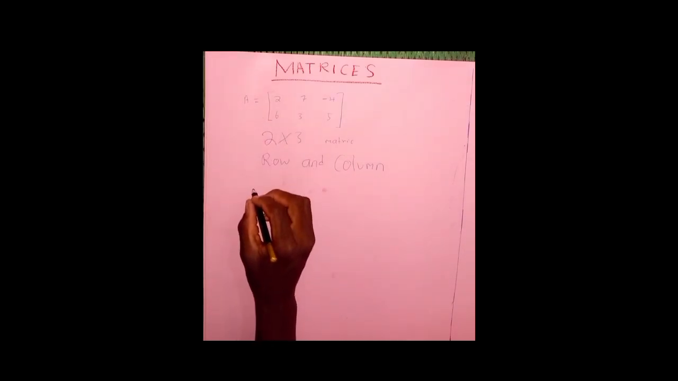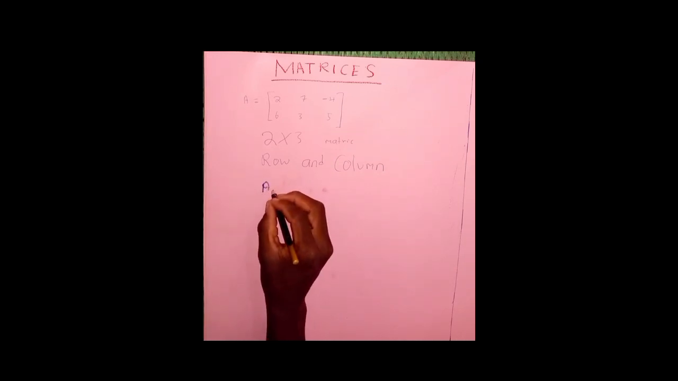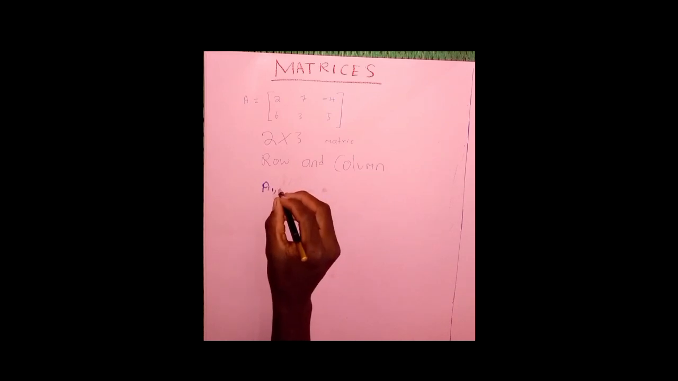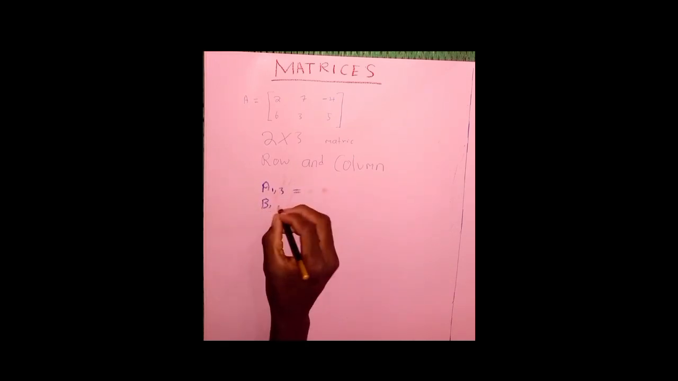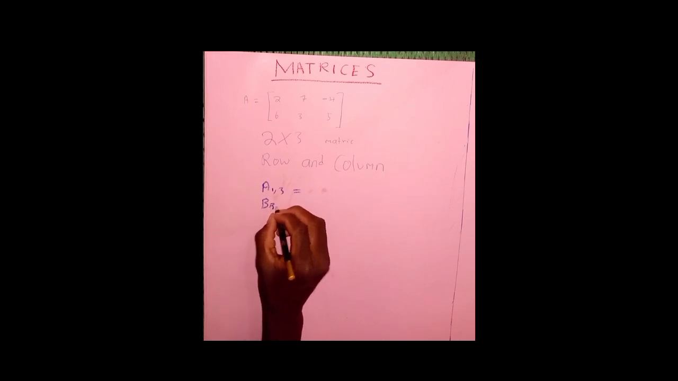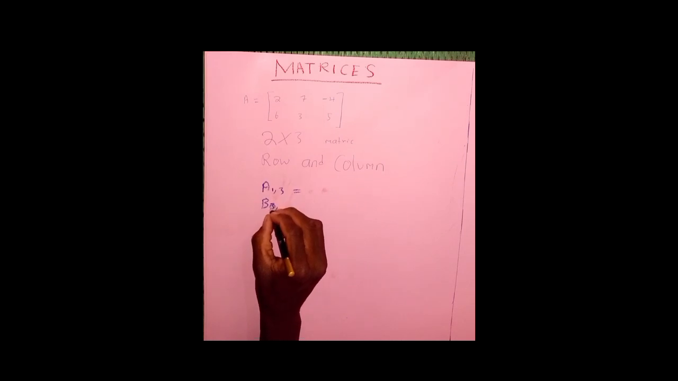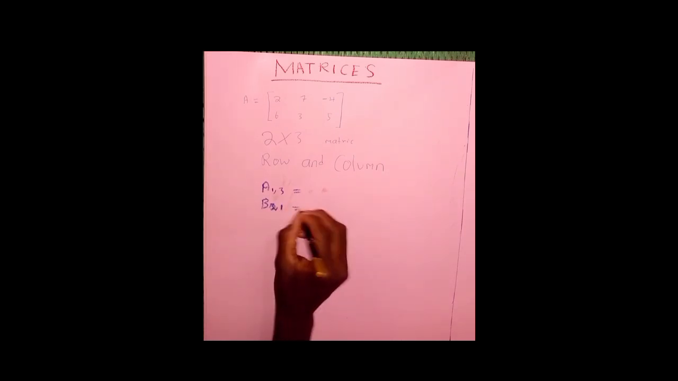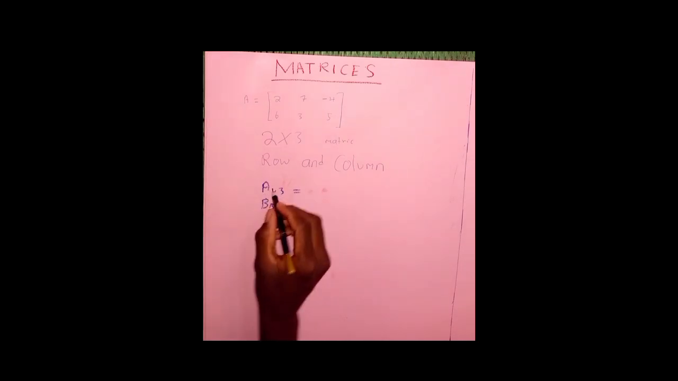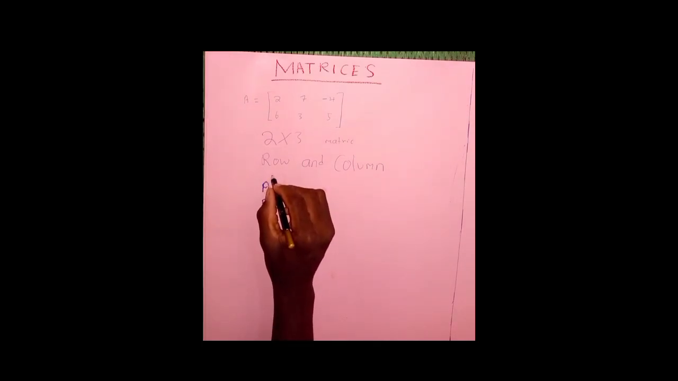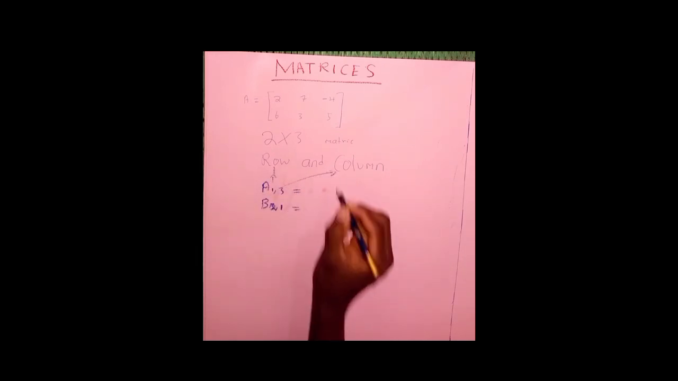Let's say for A we are to find 1 of 3, and for B we are to find, let's say, 2 of 1. To identify this, in A, the first number is the row, and the second number is the column.